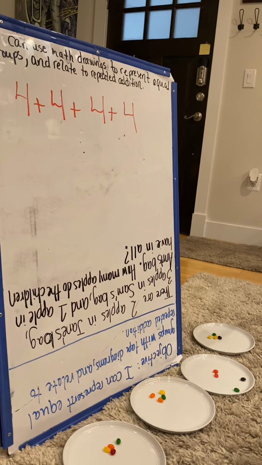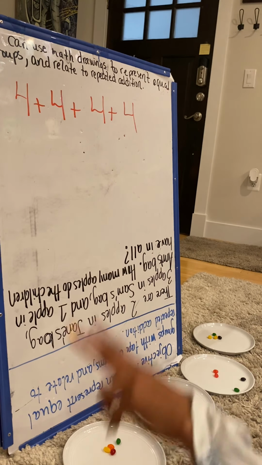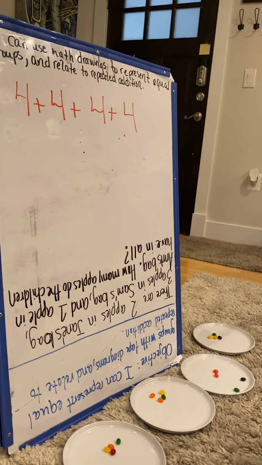Can anyone think of a faster way to solve? Think about a faster way. Exactly. You all are very good with your doubles. So if you're using your doubles, you know that 4 plus 4 is 8, and you know that another 4 plus 4 equals 8. So then you can just add the 2 groups of 8 and you get 16.